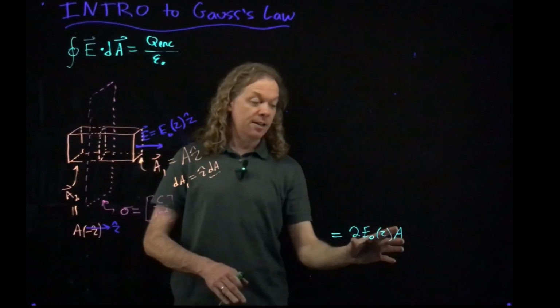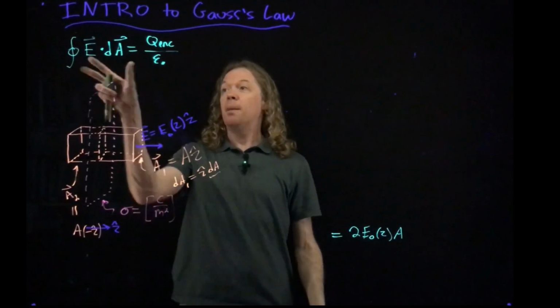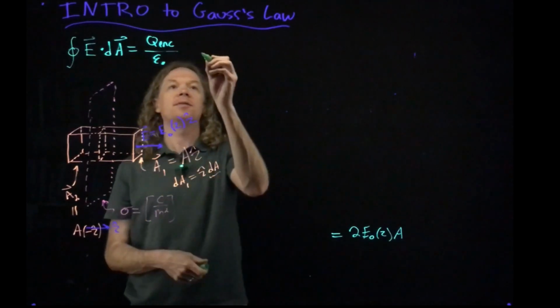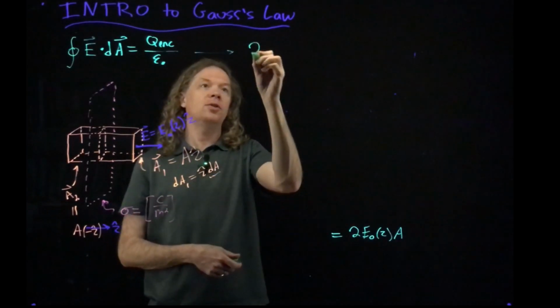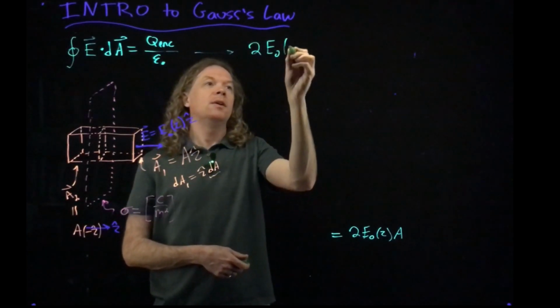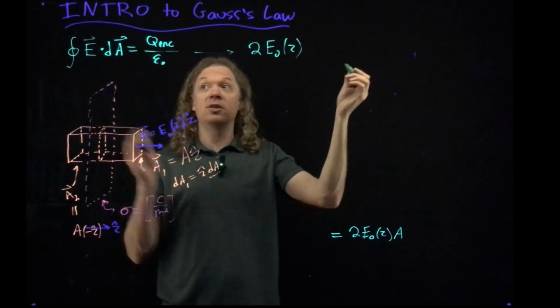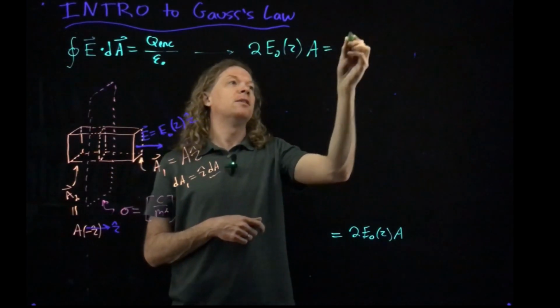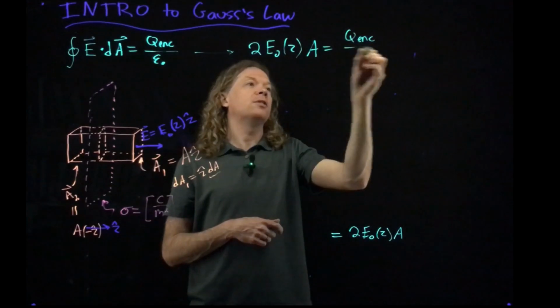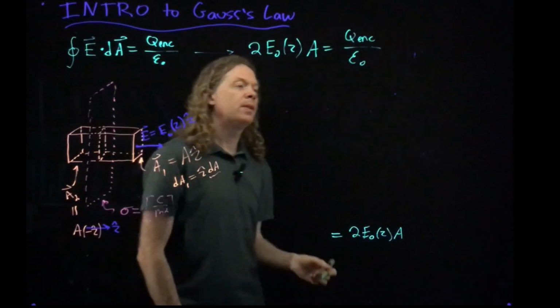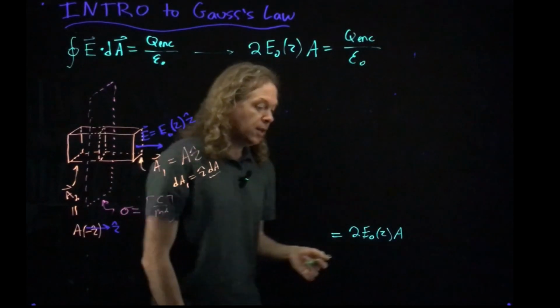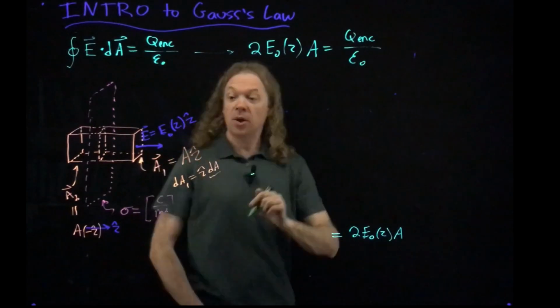Okay, so I'm going to take this result and put it in there, so that we have 2 E naught, maybe as a function of z, times the area, is the total enclosed charge divided by the constant epsilon naught. Sorry, I don't want to get confused with that E naught. Okay, so what do we do now?